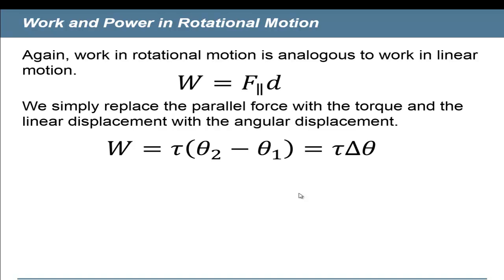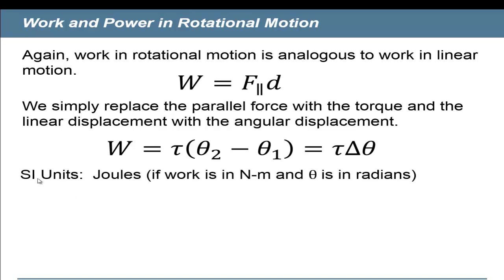Units for this are the same as units for joules at any time. There are units of work at any time. They're in joules. And remember back to chapter 9, what does theta have to be measured in for this to hold true? Hopefully you say that theta has to be measured in radians. If you put in degrees in here, it's not going to work. So SI units are joules. As long as the work is in Newton meters, it's joules, and theta is in radians.